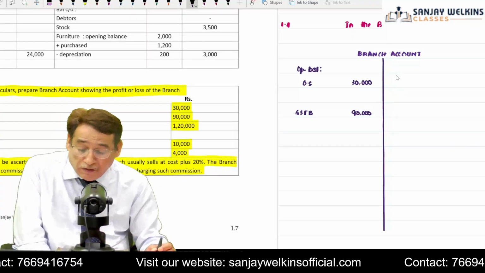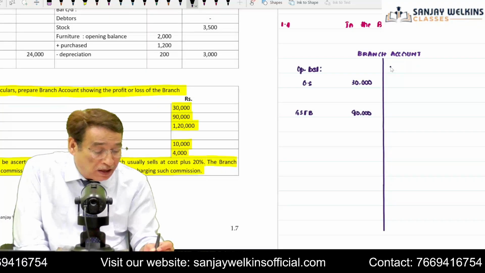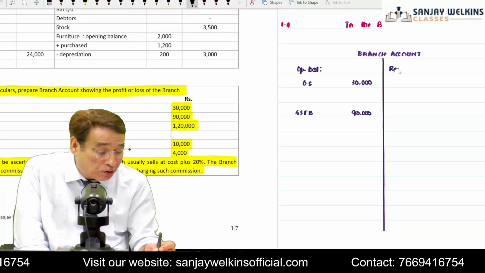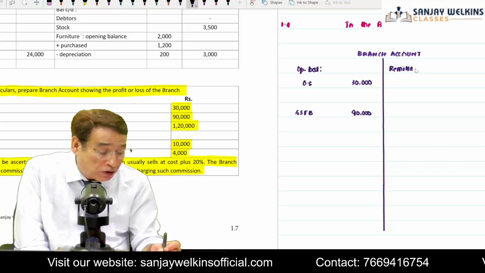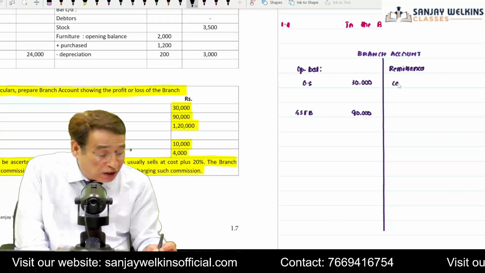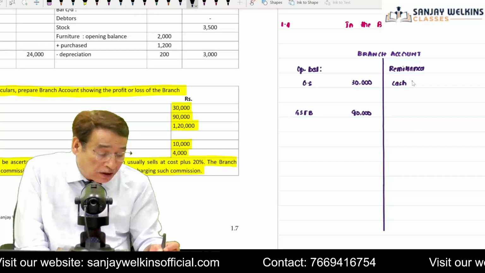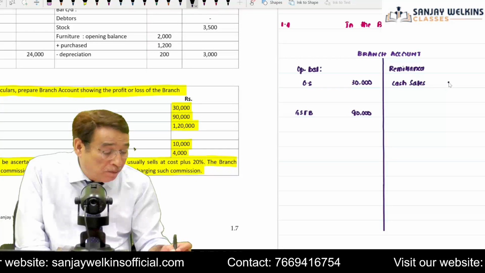Now we are being given sales, and all sales are on cash. That means it is cash sales given to us. And we know where we are supposed to write the amount of cash sales. So remittances, first of all, I am going to write on the credit side of the branch account. Under it, I am going to write here cash sales. And cash sales in this particular case is 1,20,000.